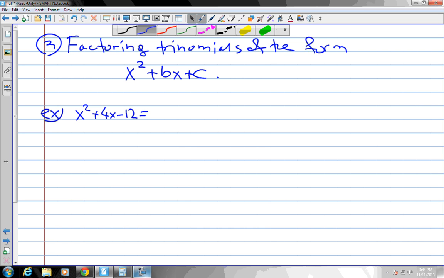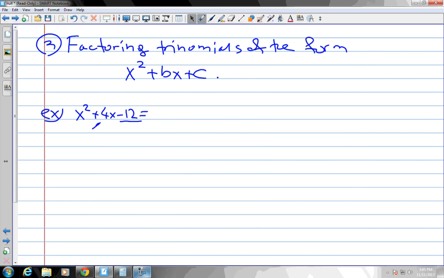Because again, what he's saying, can you think of 2 numbers that multiply to negative 12 and add to positive 4? 6 and minus 2, right? 6 and negative 2 multiply to negative 12. 6 and negative 2 add to 4.